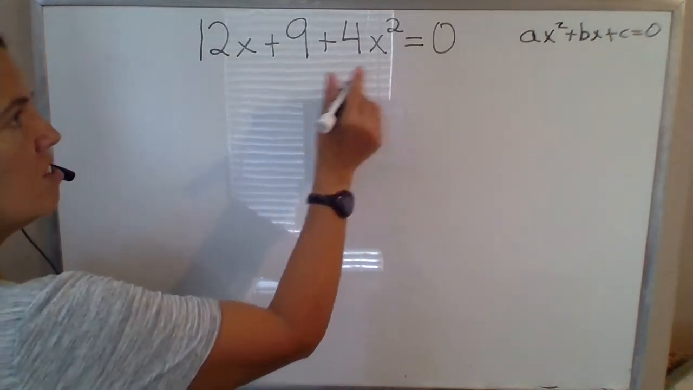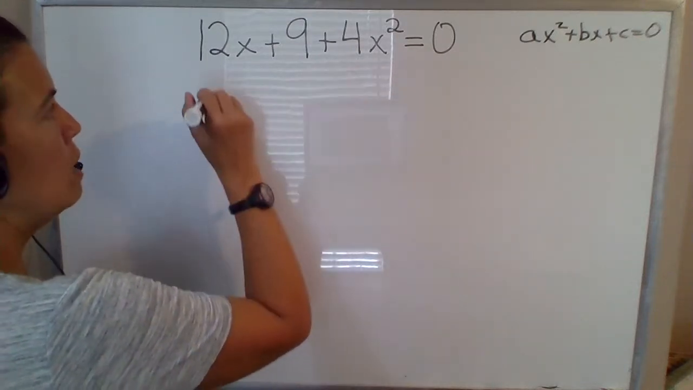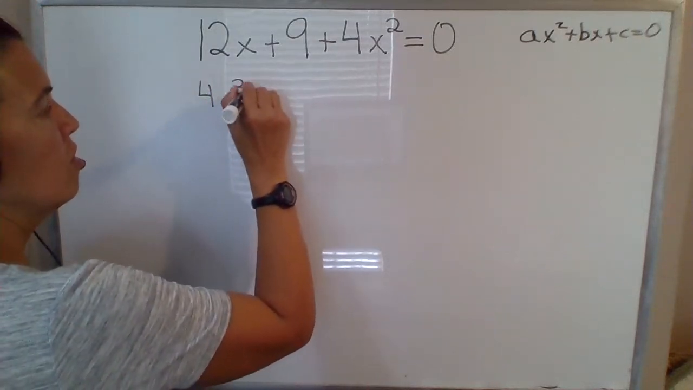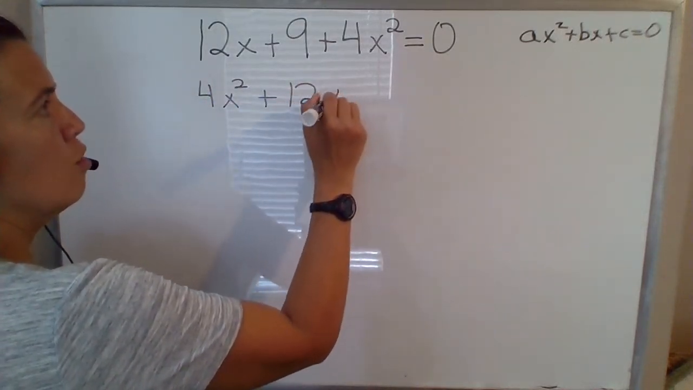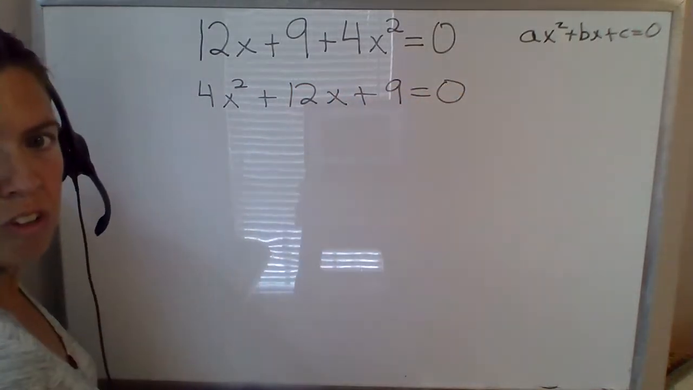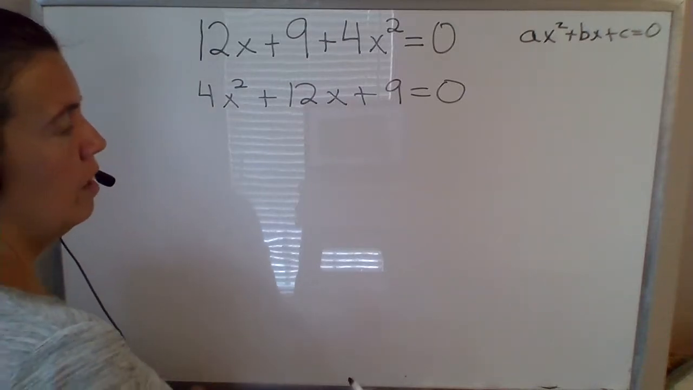So in this case, it's just a matter of rearranging, and this is all addition, so as long as we keep everything positive, we're in good shape. So put the squared term first, and then the x to the first term, and then the constant. So just rearranging the terms. Now, we'd like to consider factoring.